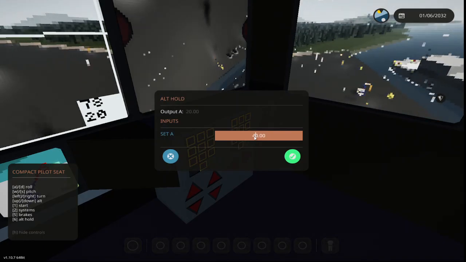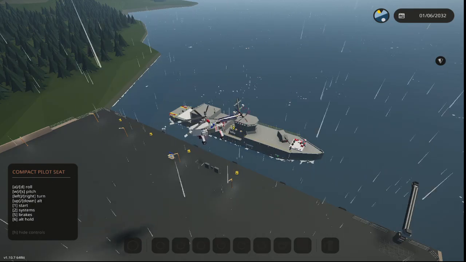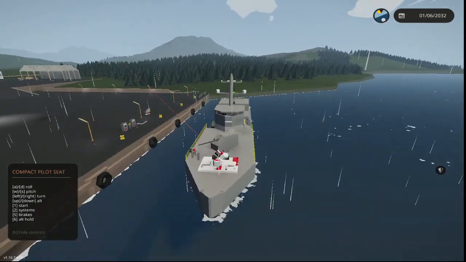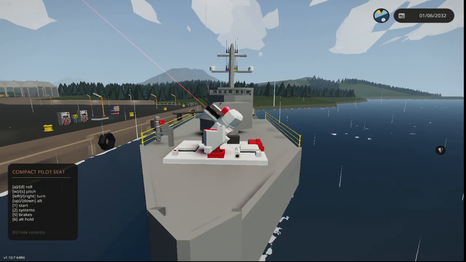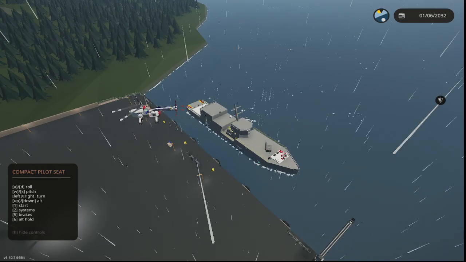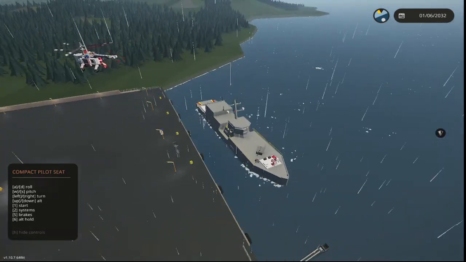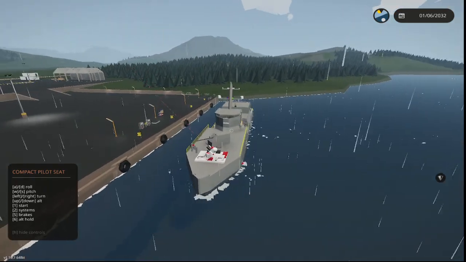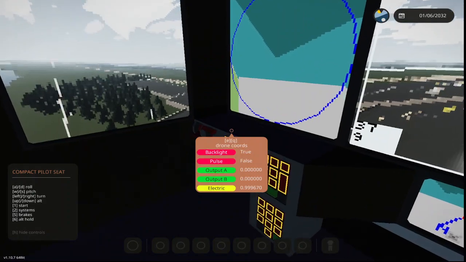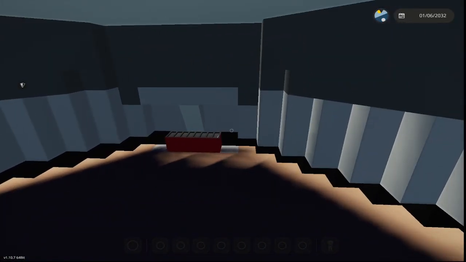I was trying to get a laser, a missile, to fire on this helicopter, and I couldn't do it. So I just put this turret, and what I had to do is actually fly over top of the turret in order for it to pick it up as a target. But now you can see it's being tracked. The laser is tracking the target.